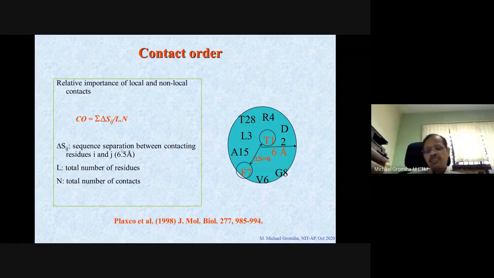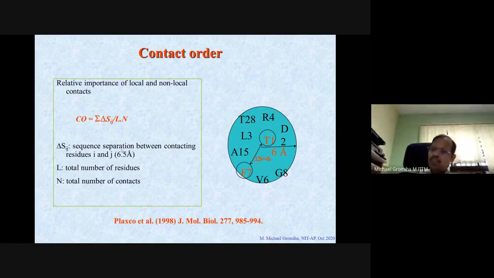Accordingly, this is related to the folding rates. If your protein has to make more long range contacts, then it will take more time to fold. This is the relationship between contact order and the folding rates. Okay, this is one concept. Then I'll show another concept.